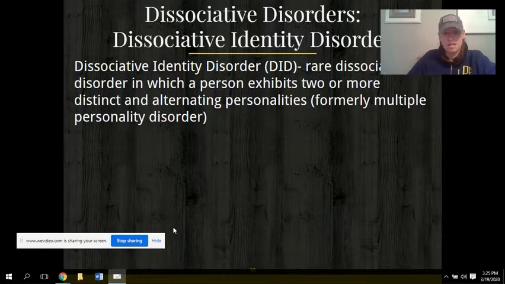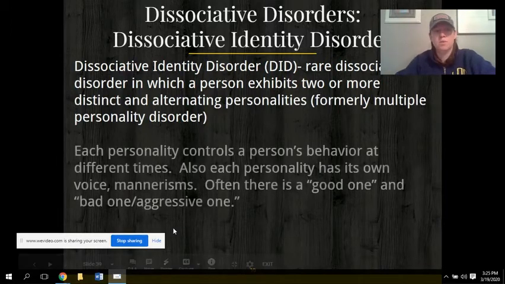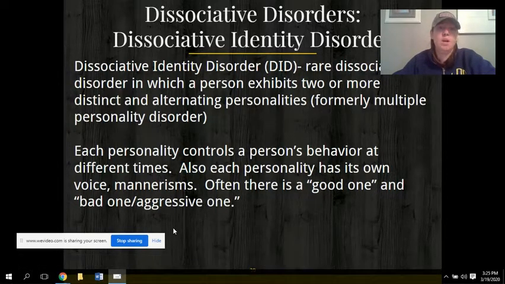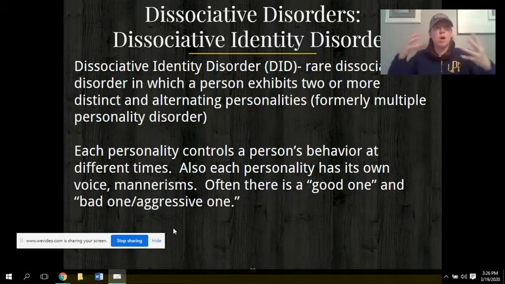So, alternating personalities, like I said, formerly multiple personality disorder. Each personality controls a person's behavior at different times. There can be one person at a time, but there are varying people. Now, each personality, it's not just like, oh, all of a sudden now I'm talking to you and I say I'm Miss So-and-so. Everything about me would change: my voice, my register, my mannerisms, my whole physical countenance, things that you don't even think to change.